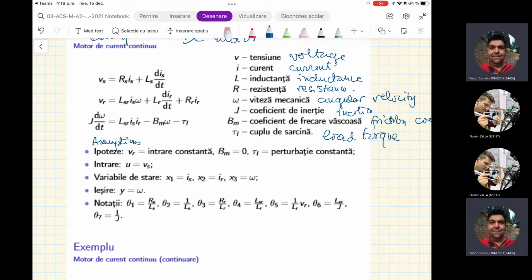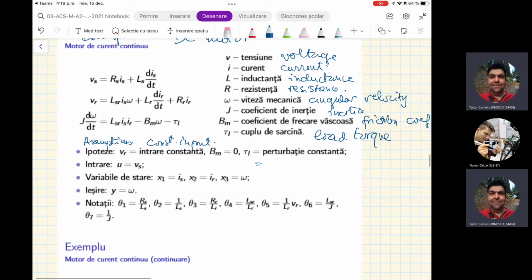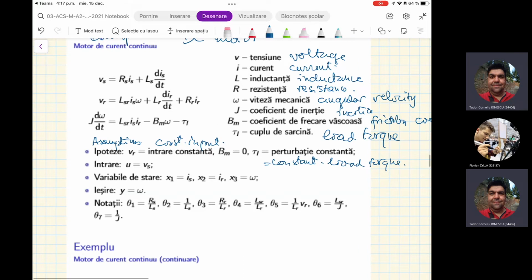VR is a constant input. The friction coefficient is 0. The tau L is a constant load torque. Okay, the input is U equal to Vs.